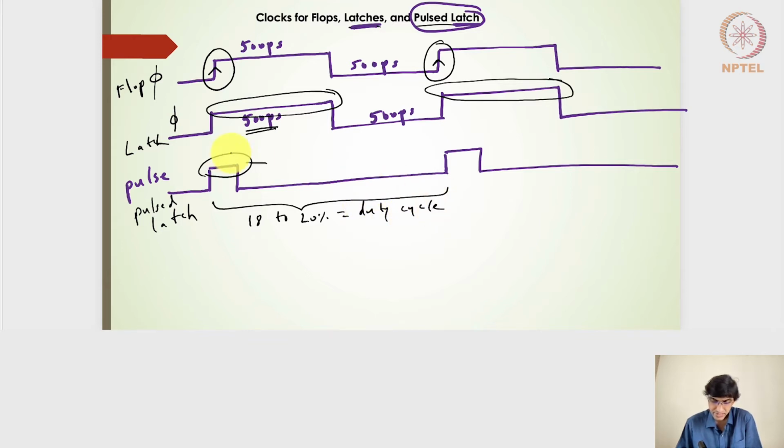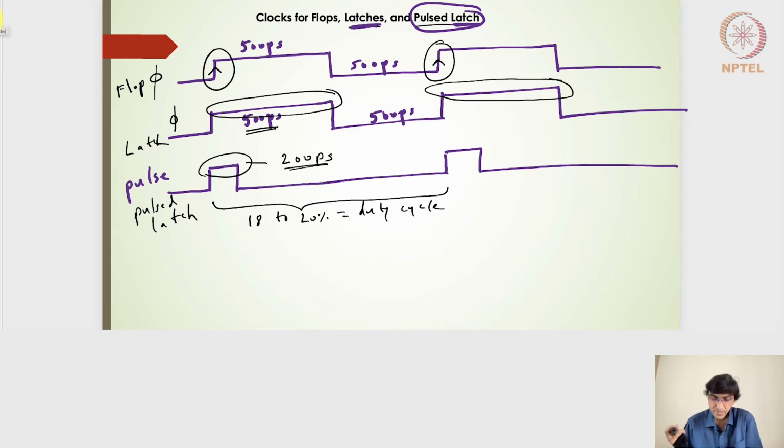So roughly, if it is 100 or rather 1000 picoseconds, this particular time duration will be a maximum of 200 picoseconds. It will be less than that. Hope this is clear. So this signal we want to apply to the latch and then get the pulse latch output.